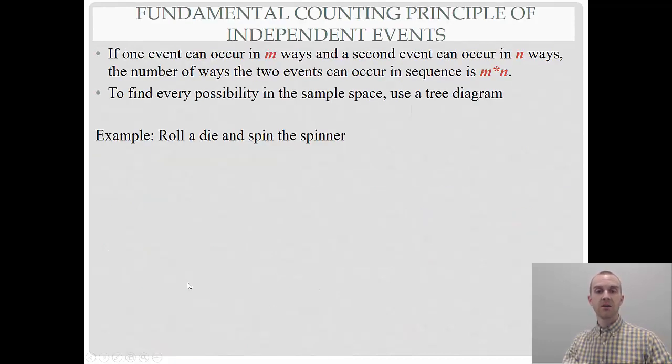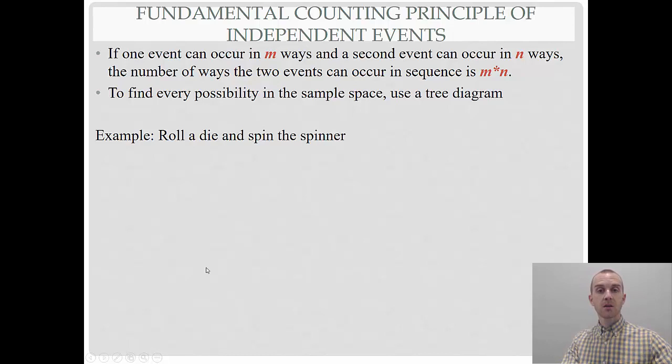So let's look at a few things to help us out here. One thing we can use is our fundamental counting principle of independent events. What this means is that if one event can occur m ways and the second n ways, then the total number of events is m times n. And this tells us our sample space. A great way to figure out that sample space is using a tree diagram.